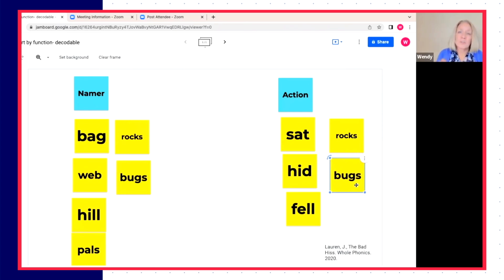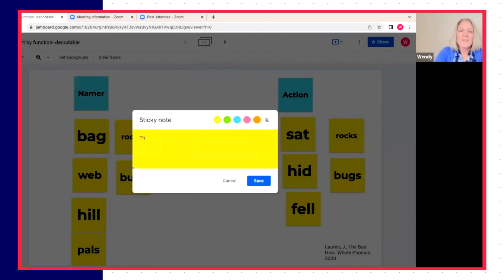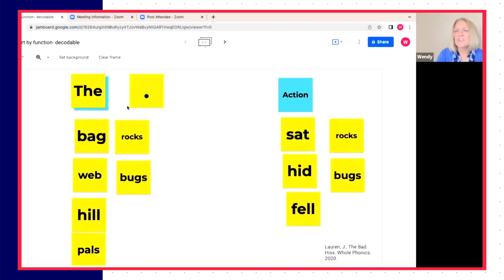After you finish sorting the words, please do have them read all of these words over again for extra rehearsal. And then also read all the action words for extra practice. If time allows, you could do a little bit of an extension activity by adding the word the on a Post-it note and perhaps adding a period on a Post-it note, and then having our students build a super simple sentence using the word the and choosing a Post-it note from the namer side.